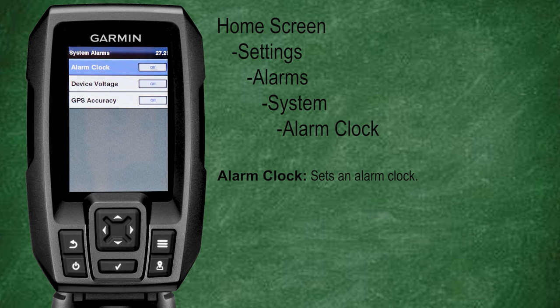The first feature we're going to discuss is range. From the traditional sonar menu, scroll down and select range. Here you can adjust the range of the depth scale that appears on the right side of your screen. You can either set your depth range manually, or allow the fish finder to automatically adjust the range by selecting auto range.